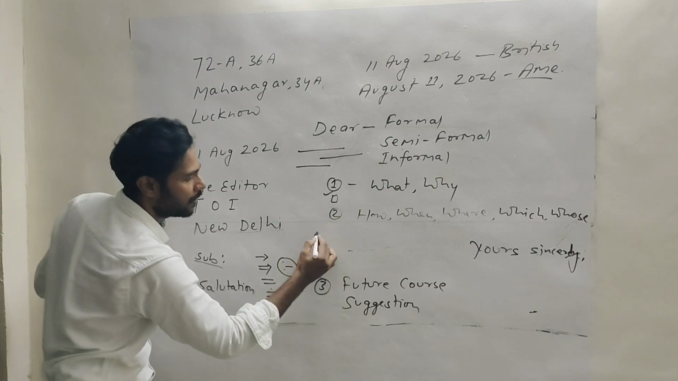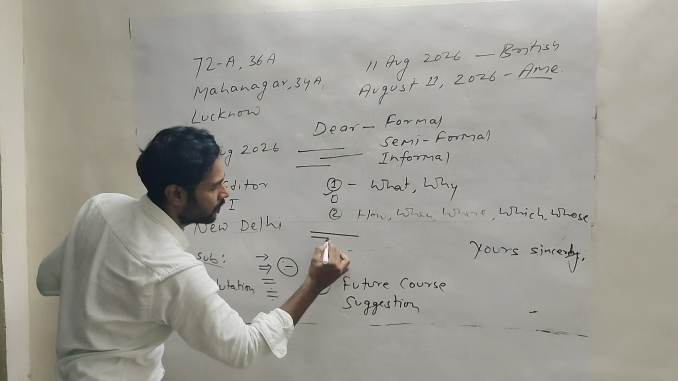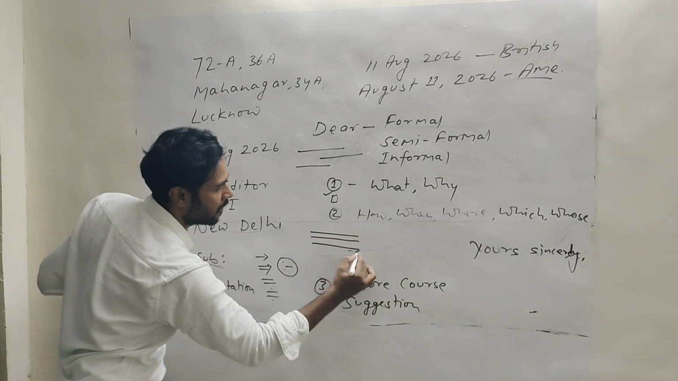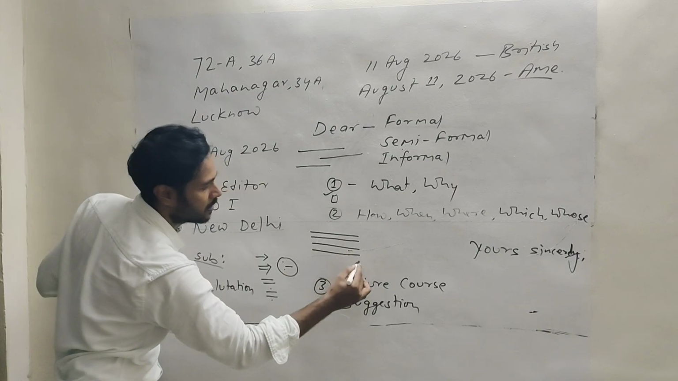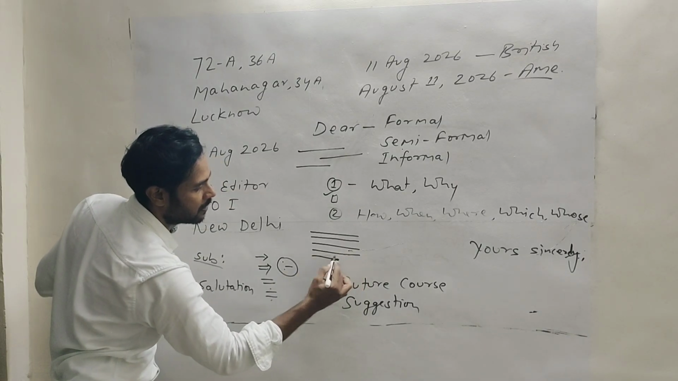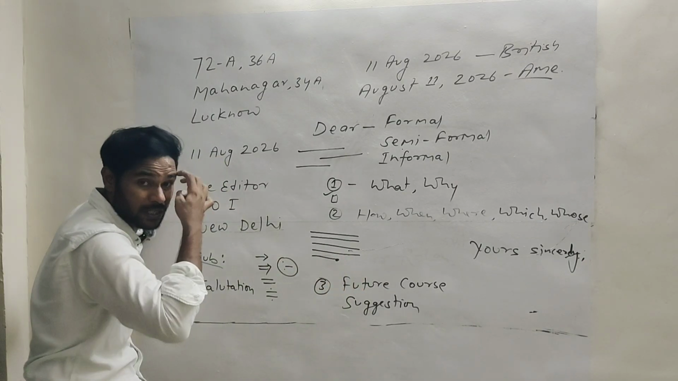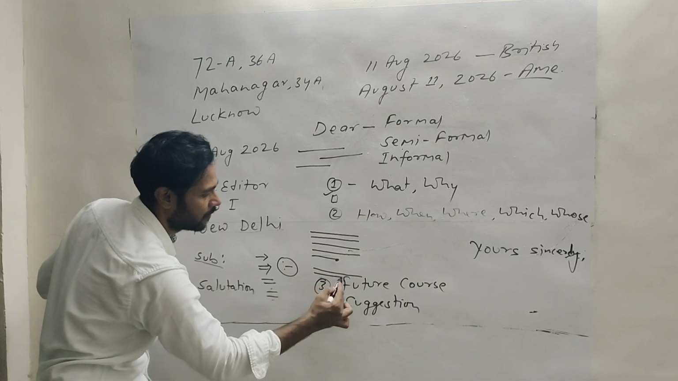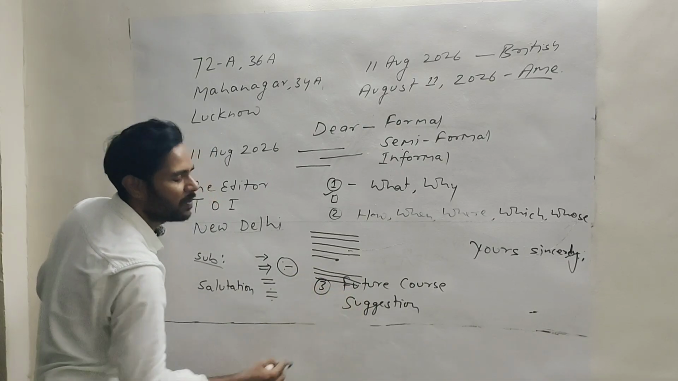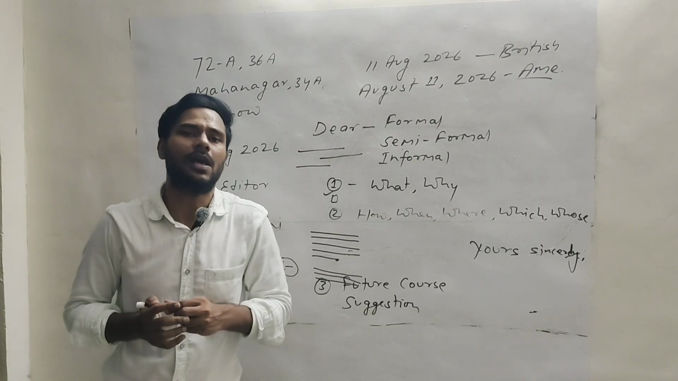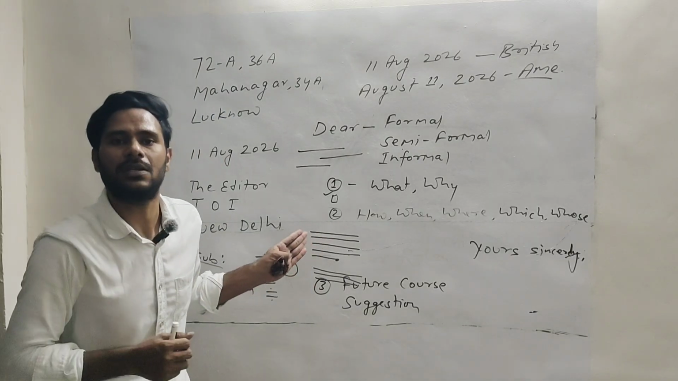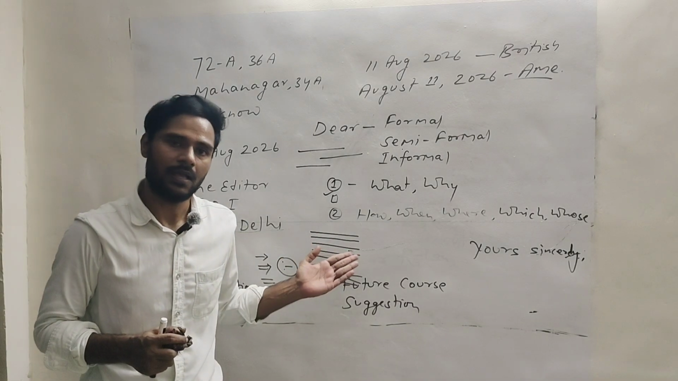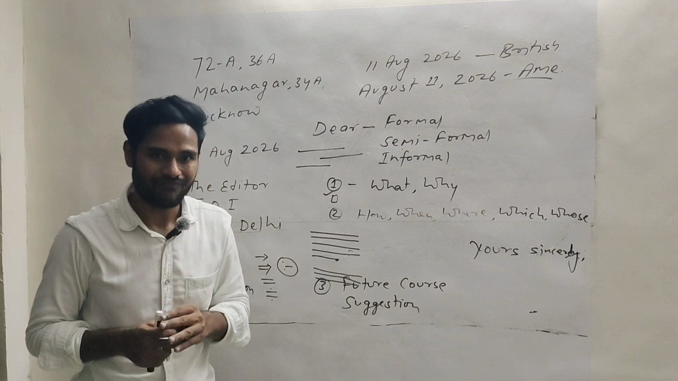If you are writing the lines in this format, it must be here. If your line ends here and you have to change the paragraph, take a line gap, and from here you will start the second paragraph. Okay, this will become a beautiful way of expressing your ideas and answers in your scripts. Okay, thank you.